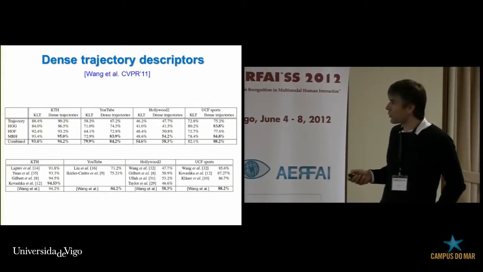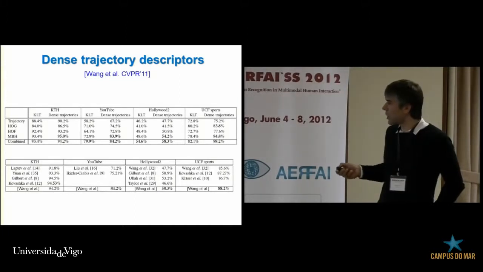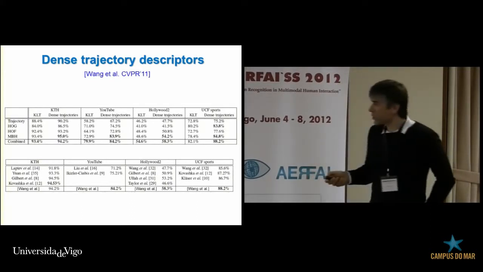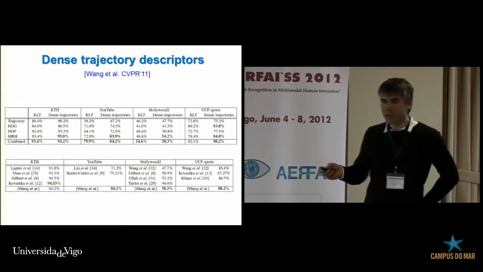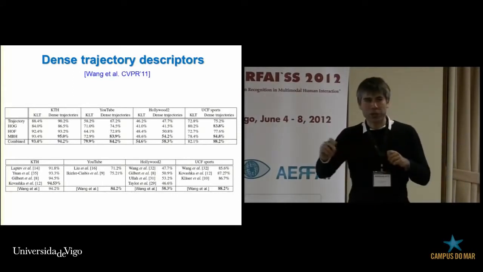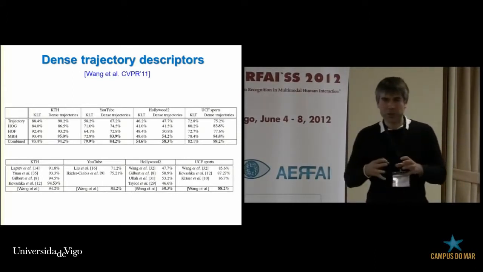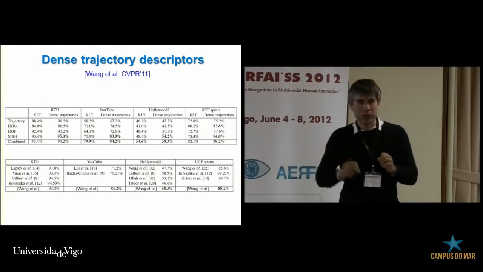They show it on 4 different data sets, and they show a consistent improvement. If they take HOF and then motion boundary histogram, and combine all 3 together, they get improvement in all of them. The trajectory, the first line, is a descriptor we just computed from the shape of the trajectory, without looking at the pixels around, just looking at the shape of trajectories.